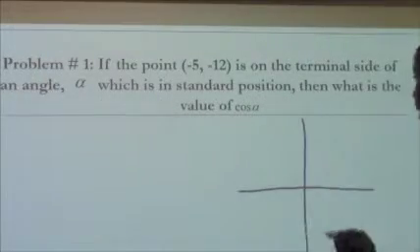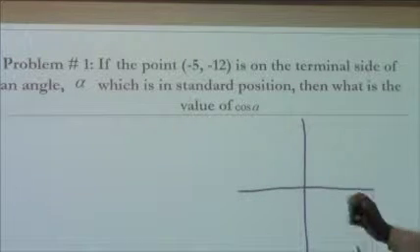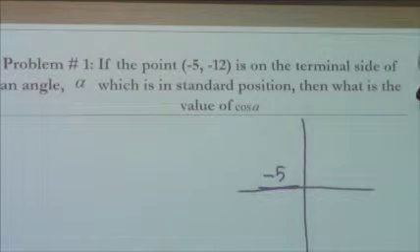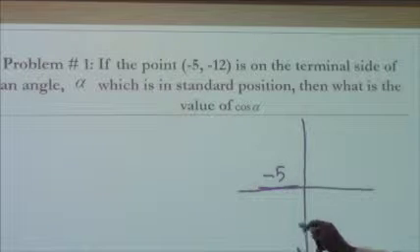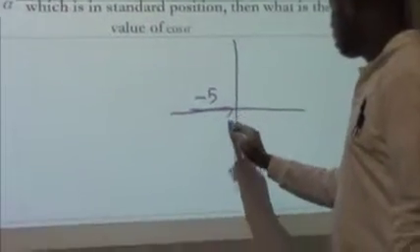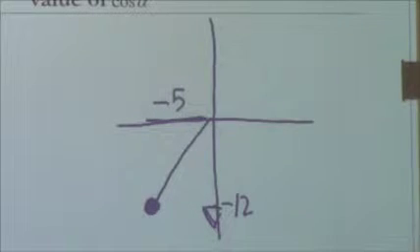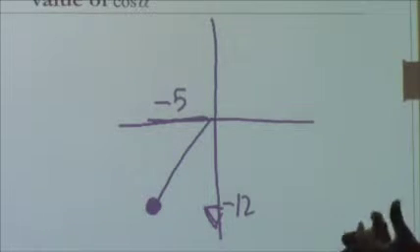Let's do our xy plane here like this. So we are dealing with the point (-5, -12). That means we go this way, -5 here, and also -12, so it's going to be this way, -12. So this is going to be our point right here on the terminal side of this angle. So how then do we find the cosine of this angle?